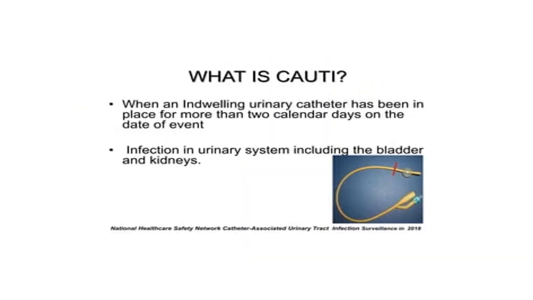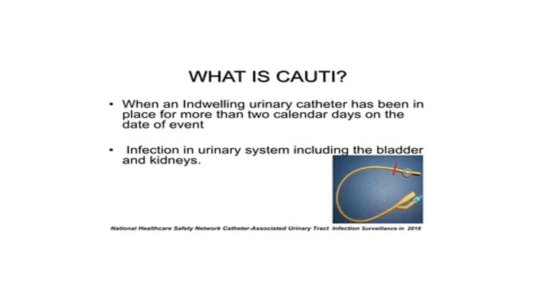Next comes CAUTI, that is catheter associated urinary tract infection. When a catheter is in place for more than 2 calendar days on the date of event, it is the same. If the catheter is there for more than 48 hours and the patient's urine sample taken from the catheter is positive, then we can say it is CAUTI.